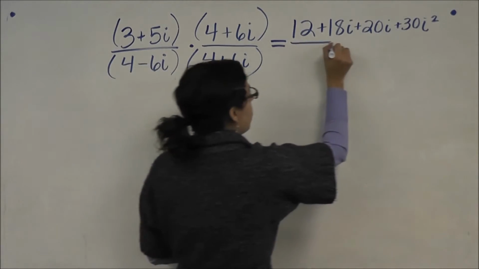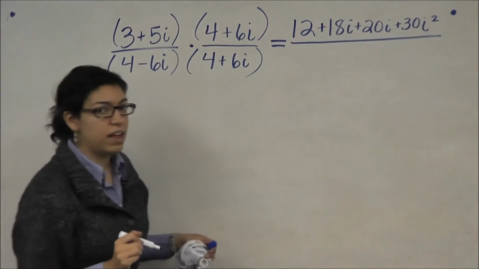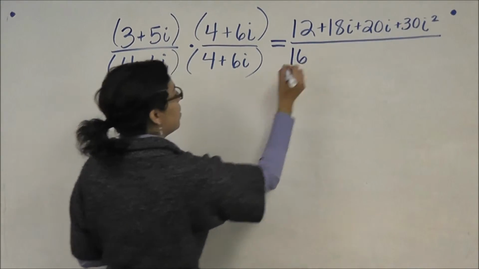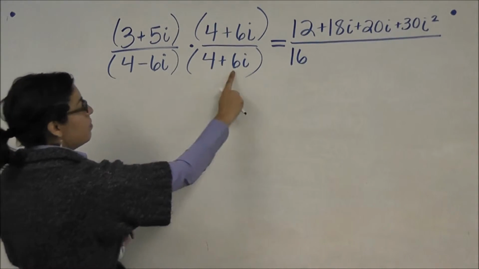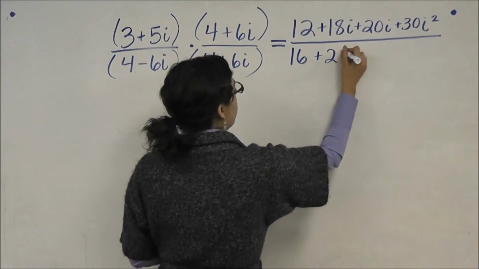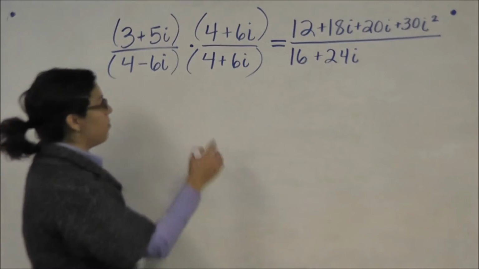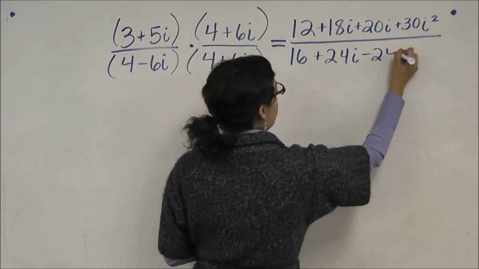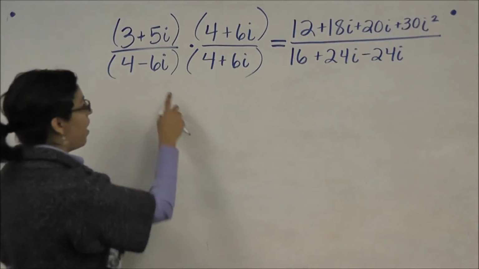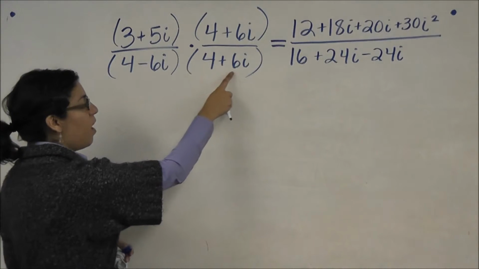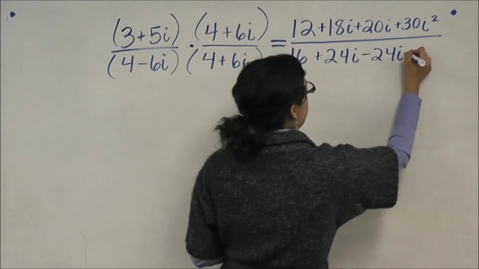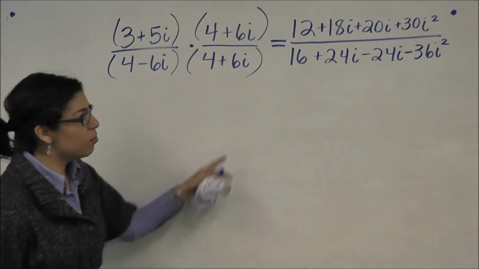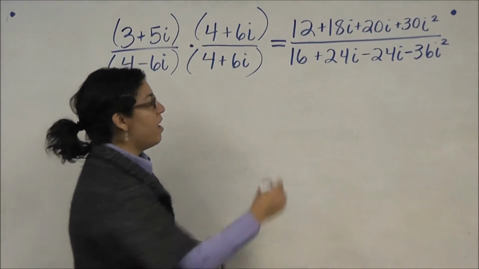That's our numerator. Now we're going to move to the denominator. 4 times 4 is 16. Outside we have 4 times 6i, that's positive 24i. Inside we have negative 6i and 4, which gives us negative 24i. And last we have negative 6i times positive 6i, which is negative 36i squared.